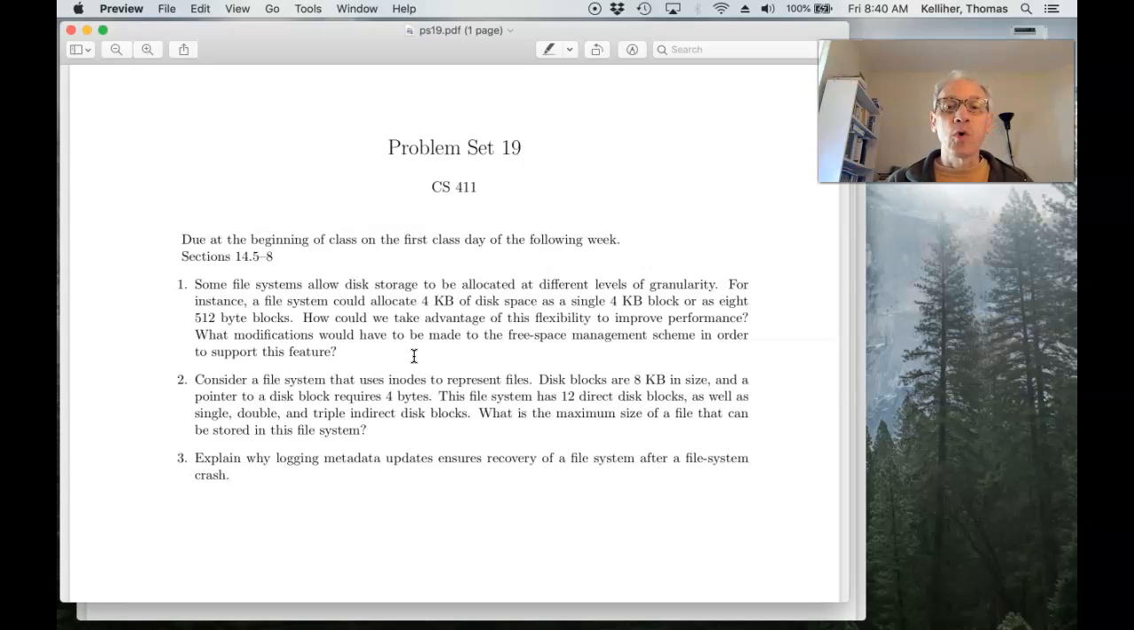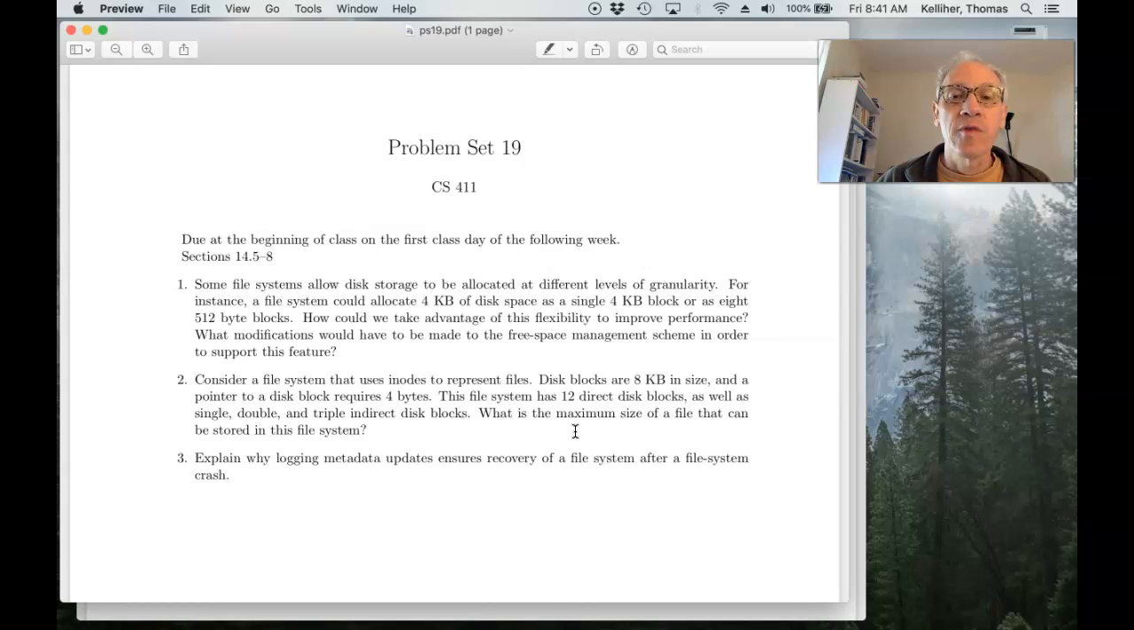What modifications would have to be made to the free space management scheme? Okay, question 2. You know how large disk blocks are, and keep in mind K here is 2 to the 10th, or 1024. You know how large a pointer to a disk block is. So it allows you to calculate the number of pointers per disk block, and you'll end up with a forest of trees with this approach.